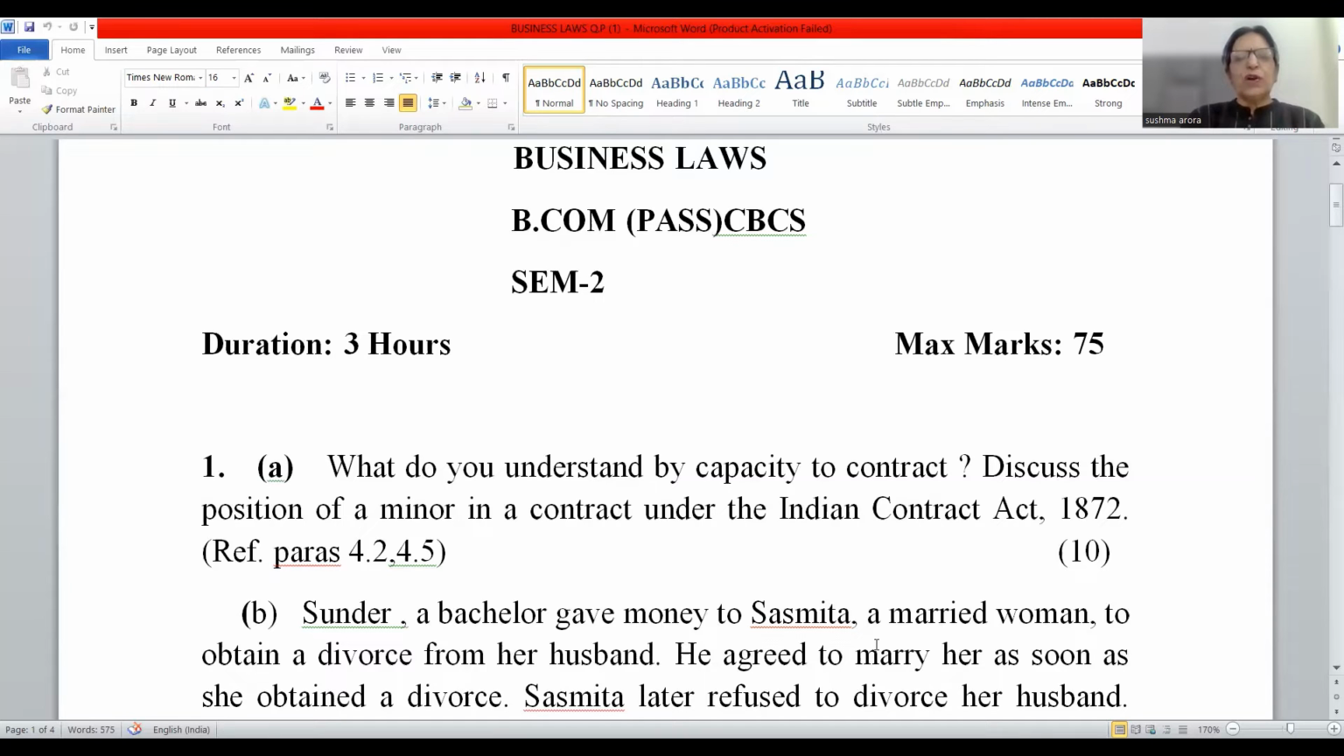Like the first question: what do you understand by capacity to contract? Discuss the position of a minor in a contract under the Indian Contract Act 1872. The reference is paras 4.2, 4.5. This topic has been discussed in my business laws book in chapter number 4. So for the answer to this question, you will have to refer to paras 4.2 and 4.5. Do not get confused, friends. All these chapters you will find in any book on business laws. So I have given the clarification for the differences.